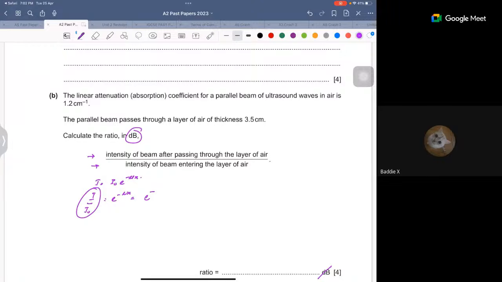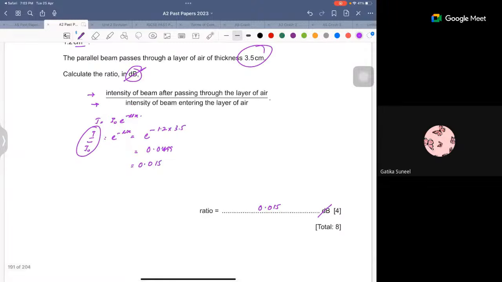So the linear absorption coefficient is 1.2. It is in centimeters. We just need to multiply it in centimeters as well, which is great. What do you get? 0.0499, 0.1499. Okay, 0.015. Okay. Perfect. Right. Is it clear, everyone?